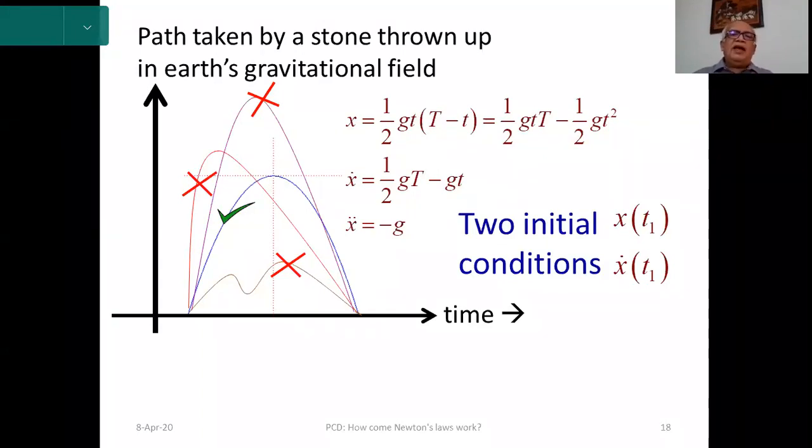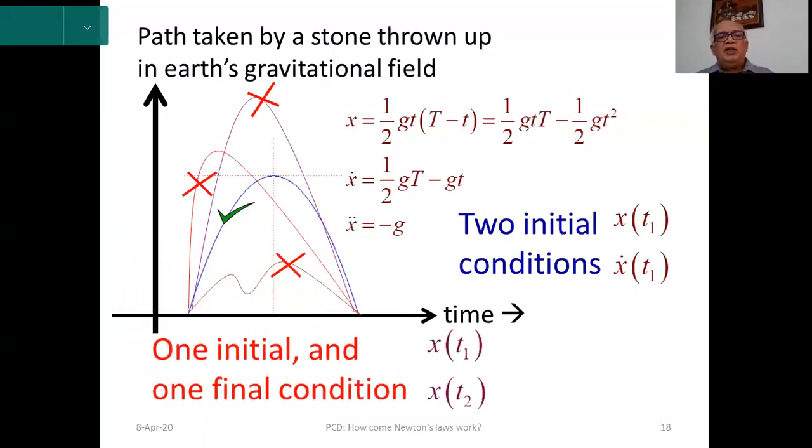Now, let us ask the same question, but let us demand that instead of using two initial conditions, you use one initial condition and one final condition. We give you the initial position at time t1, and we give you the final position at time t2. Now solve this problem. How would you do it? The most straightforward way of doing it is to apply the principle of extremum action.